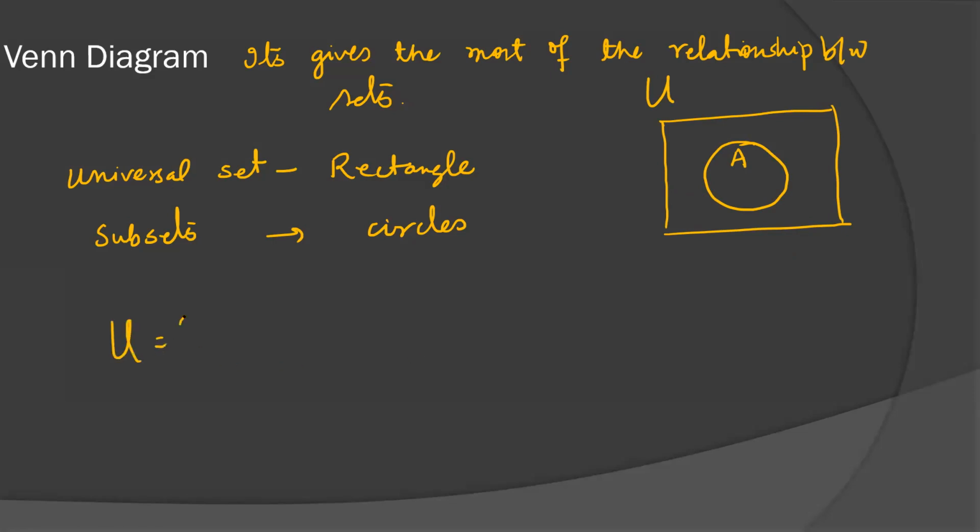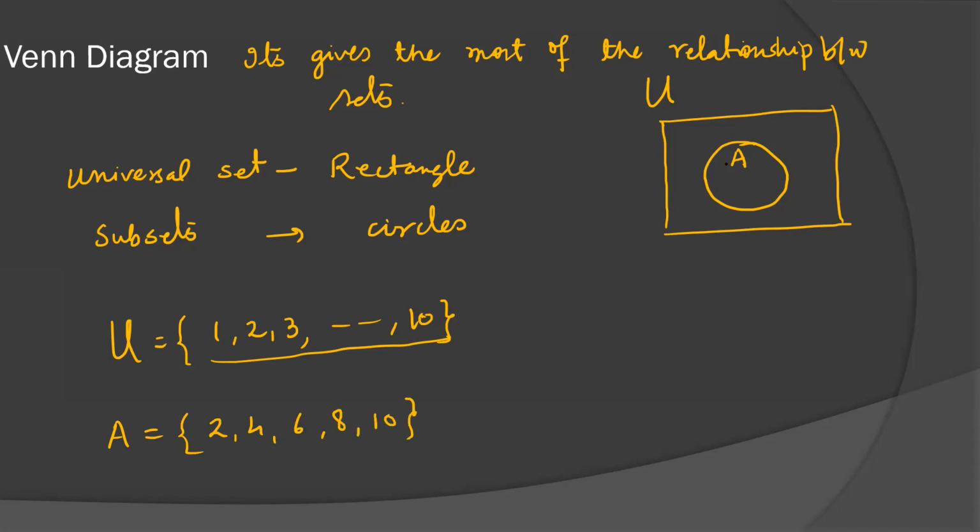The universal set we can take here as 1, 2, 3 up to 10. It is a finite set, and a finite set can be represented by the roster form. So you can see that this is the roster form of set representation. And suppose A is your set of even numbers 2, 4, 6, 8, 10. So 2, 4, 6, 8, 10 will be inside A, and the rest of the elements 1, 3, 5, 7, 9 will be outside the circle but inside the rectangle, because they belong to the universal set.